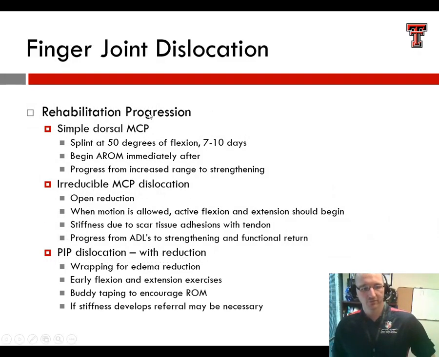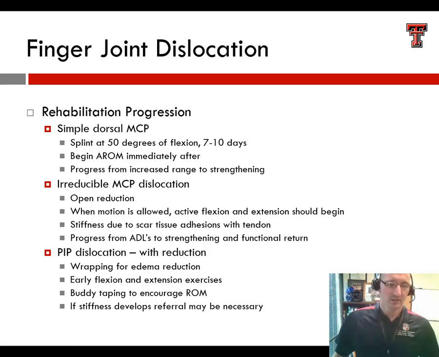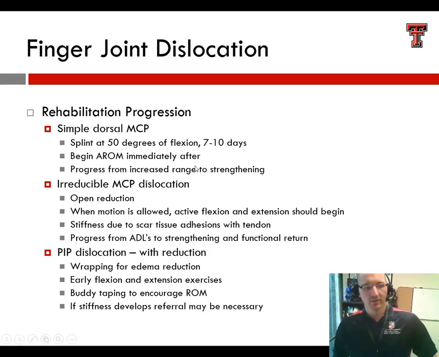Okay, so a simple dorsal metacarpophalangeal dislocation, they're going to be splinted at 50 degrees of flexion for about a week. We'll start active range of motion after that. So I know we've talked POLICE until you're blue in the face, but in this instance, they're immobilized for healing's sake. There's nothing we can do in terms of range of motion until that immobilization is removed. Okay, and then we're going to progress from that into increased range, into strengthening exercises.